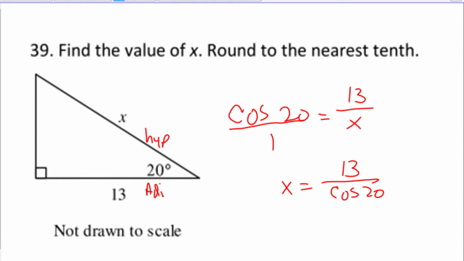And then after that, again, be sure your calculator is in degrees mode. We're going to go to the calculator, 13 divided by cosine of 20. The cosine of 20 is about 0.9397. And so I get 13.8 rounded to the nearest 10th. And that's good because that's larger than the side that was given to us, and the hypotenuse does have to be larger, so that makes sense.